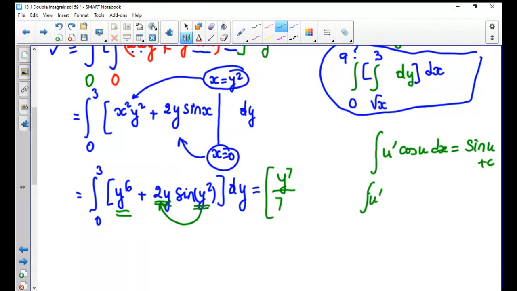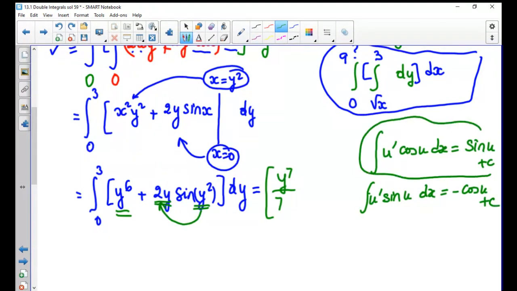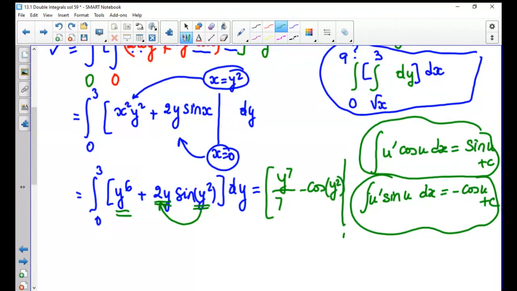And if you have a derivative multiplied by the sine of u that you want to integrate, it's going to be minus cosine u plus a constant. So these are all useful rules for integrating. So here, what will be the integral? It will be minus cosine of y squared from y equals 0 to y equals 3, and then we can calculate this.